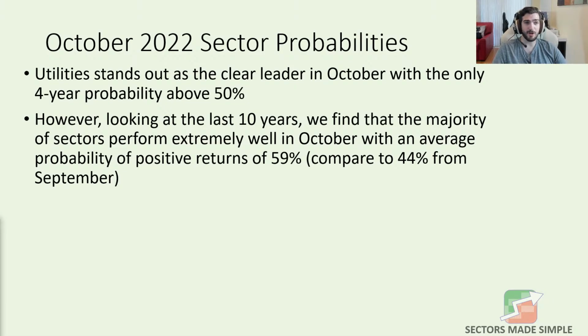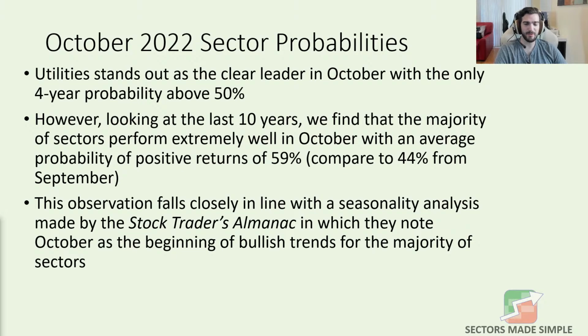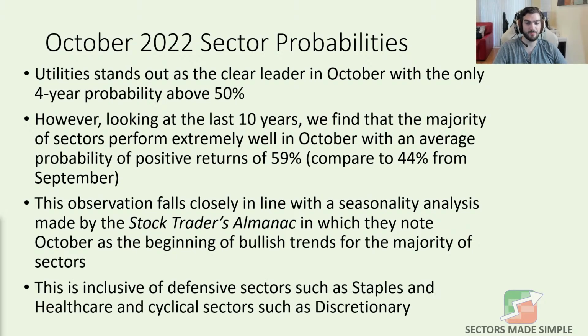Now, the Stock Traders Almanac has a lot of great information. And one of the things that they provide is a list of different sectors and industries that begin bullish trends, when those trends begin and end. I'm not going to provide the full list out of respect to their data, but what I will say is that October is the beginning of the majority of those bullish trends. There are bullish trends for defensive sectors, such as staples and healthcare, but also cyclical sectors, such as discretionary. So we're not going to just see only defensive sectors or only sensitive sectors or only the middle guys performing well in October. There should be strong performances across the market.